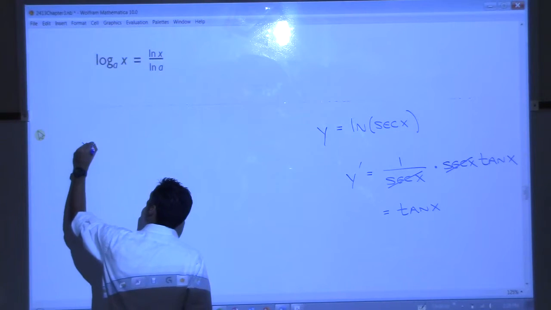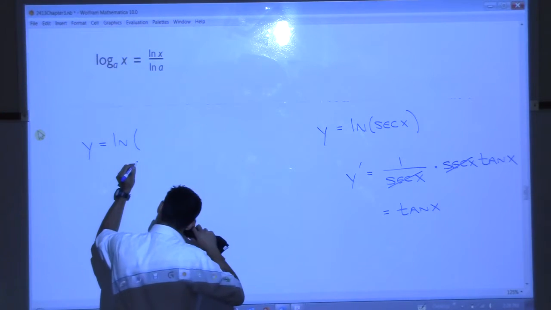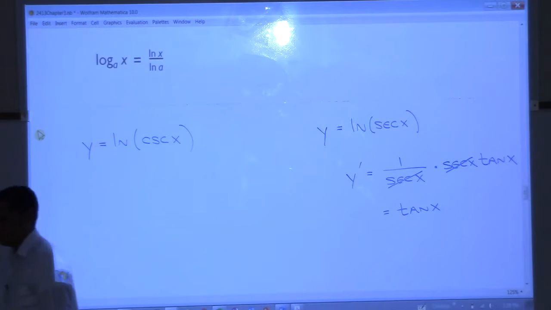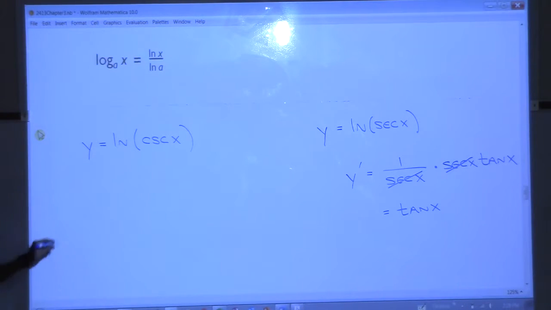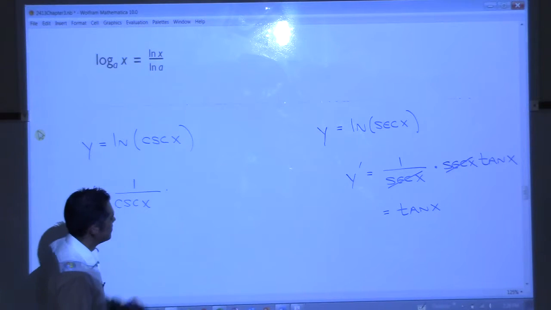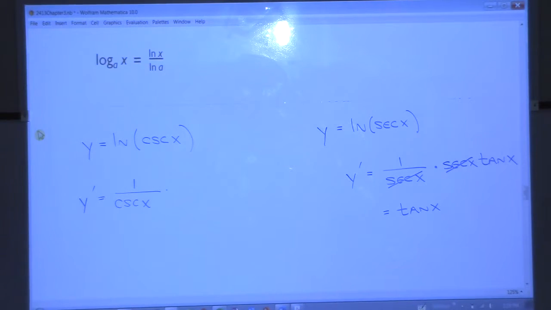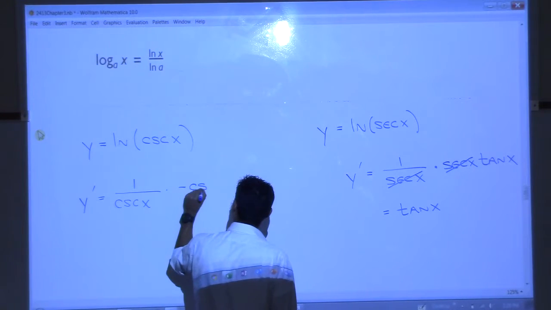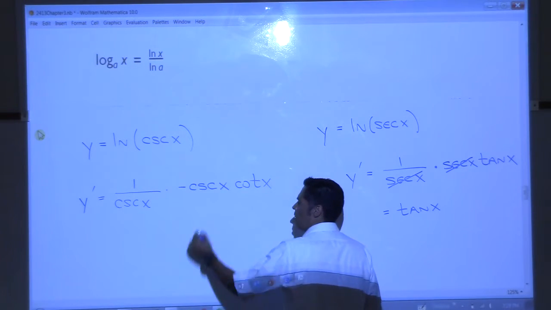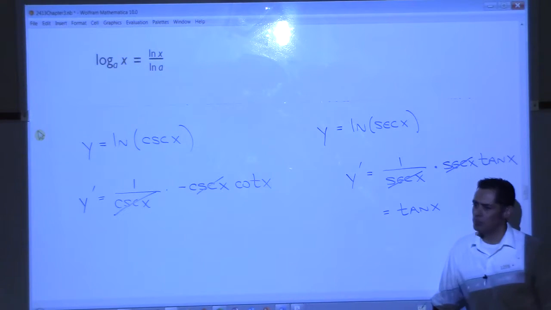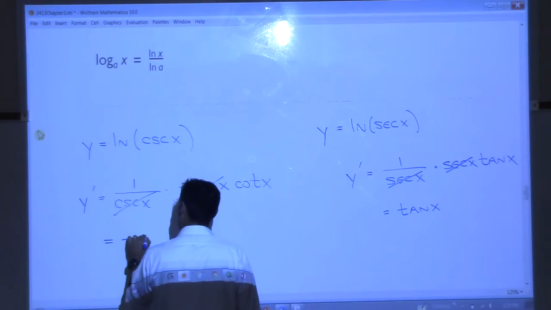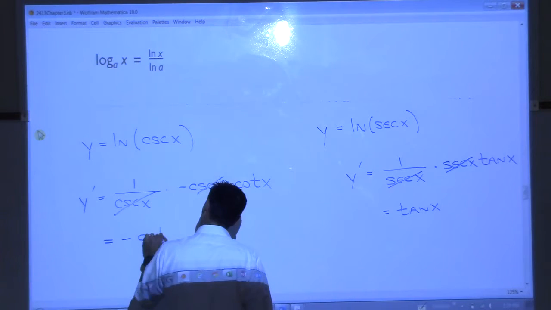I'm just curious. I wonder what the derivative of, I don't know, cosecant x is? Just curious. Natural log of cosecant x. So the derivative of this would be 1 over cosecant x times the derivative of cosecant x, which is negative cosecant x times cotangent x. And the cosecants cancel, but you'll still have a negative there, right? What do you get? Negative cotangent x.